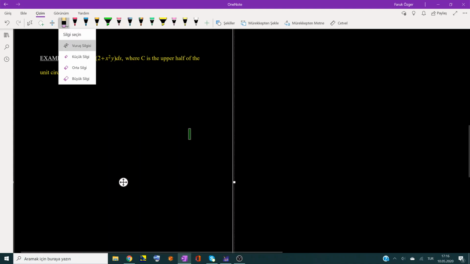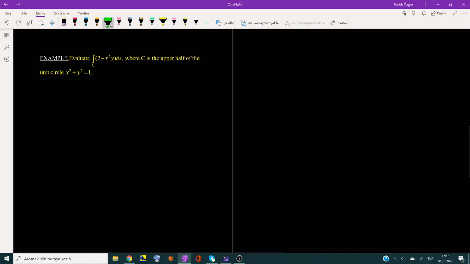Okay, let's continue with an example. Evaluate the line integral of 2 plus x square y on the curve C. Here C is the upper half of the circle x square plus y square is equal to 1. So in order to solve this kind of problems, it's a good idea to have the parametric representation of the curve.